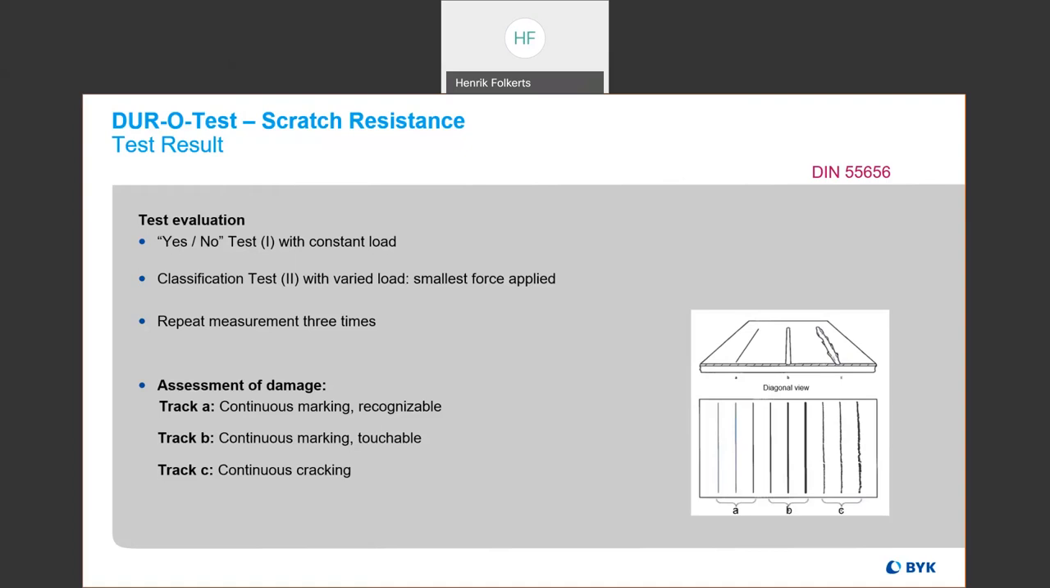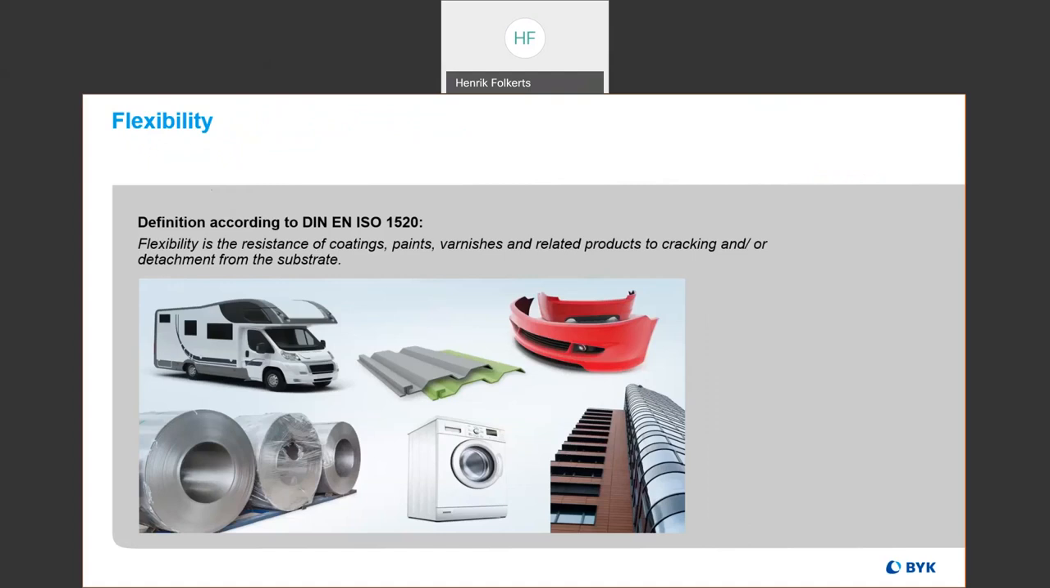Track C is the most severe damage. We have continuous cracking, which is the visual description in addition to the load result. So these were the test methods for hardness measurements. Now let's have a look at part two, flexibility.